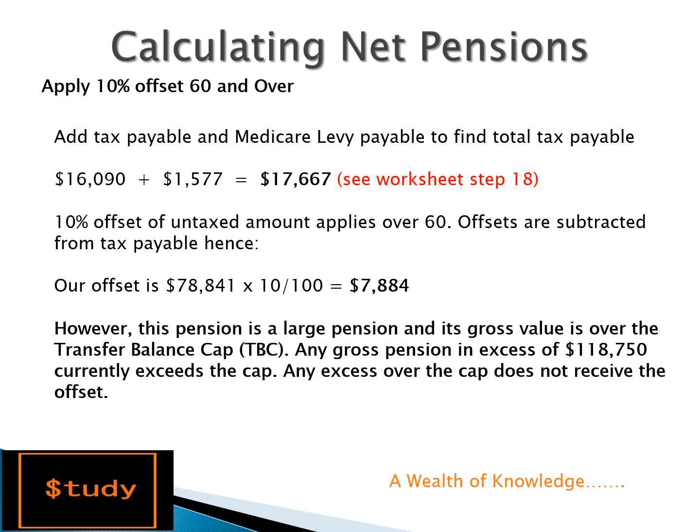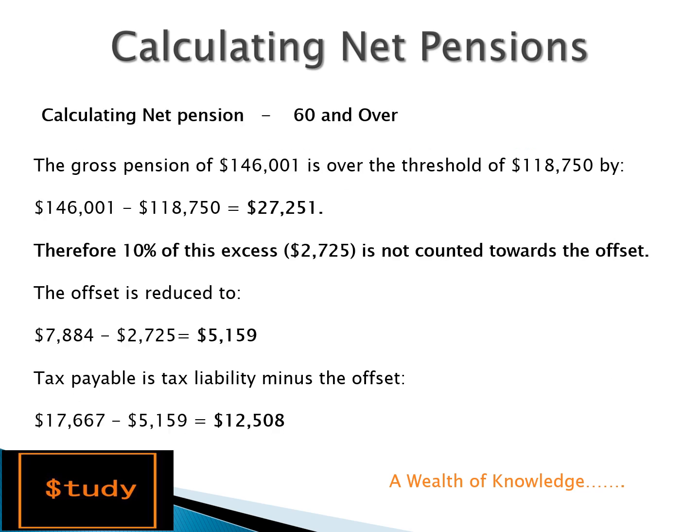Okay, so you've got a line in the sand that says if your gross pension is in excess of $118,750, in excess of that amount, you don't get the offset. In this particular case, the gross pension was $146,001. It's over the threshold of $118,750 by $27,251. It's over it by 27,000 odd. So if it's over by 27,000, we can't claim the offset.